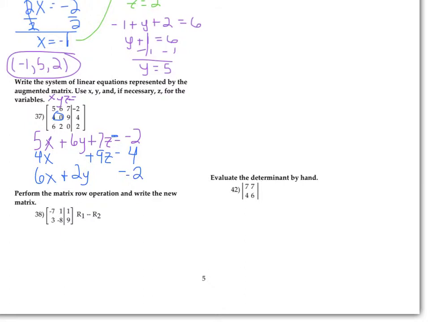Number 38, this is asking us to switch the rows. That's totally how you spell switch. So the second row becomes the first row, and the first row becomes the second row. It's amazing. As simple as that.